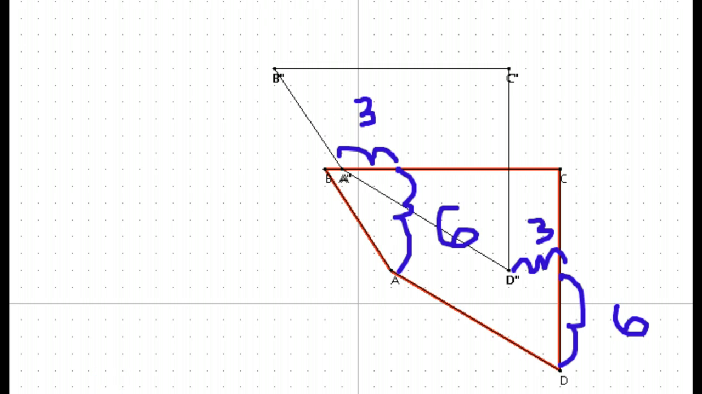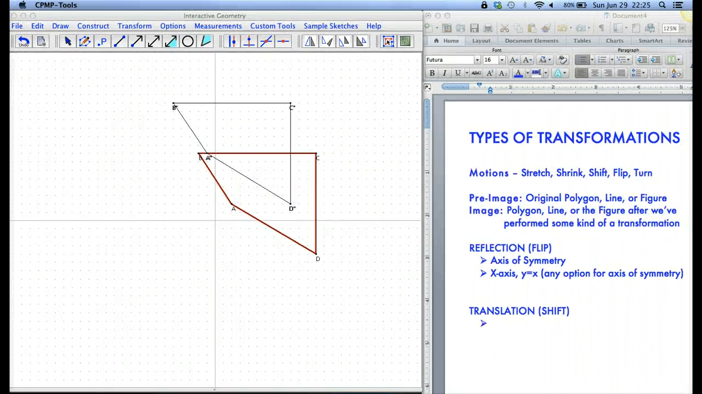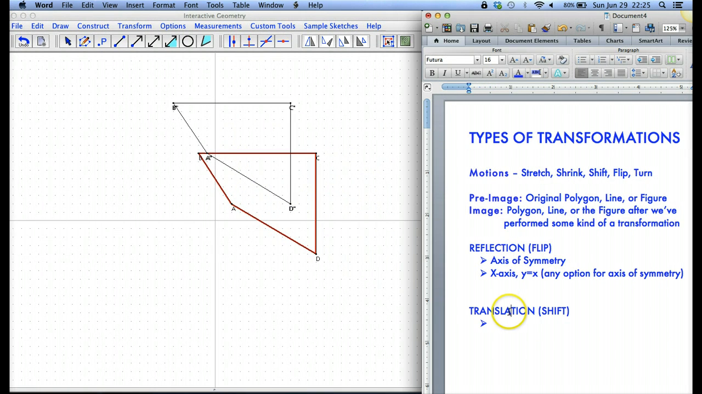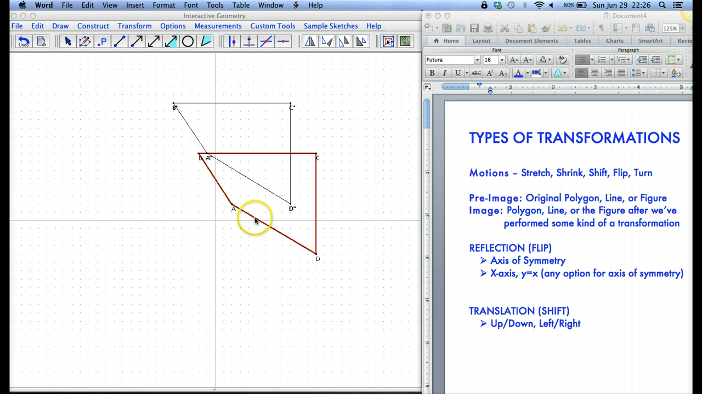All that we're worried about with any kind of a translation is just some kind of a shift. So we can talk about going up, down, or left and right. One clear characteristic that you want to notice in a translation is that these polygons haven't been turned at all. It looks like they're at the same orientation. Even though they've been shifted a bit around the coordinate plane, they haven't been turned at all.